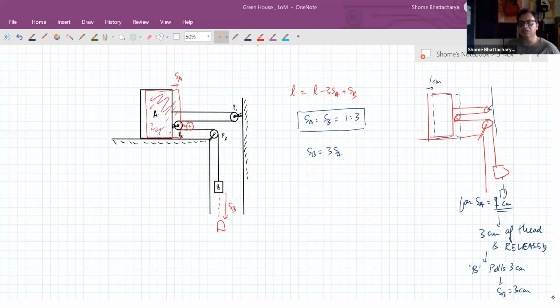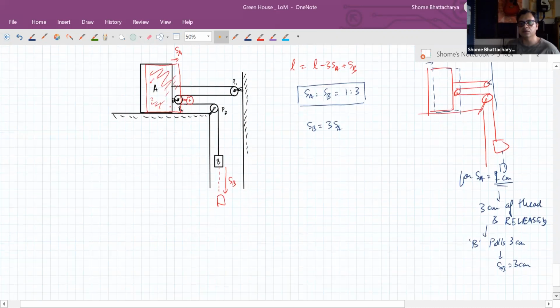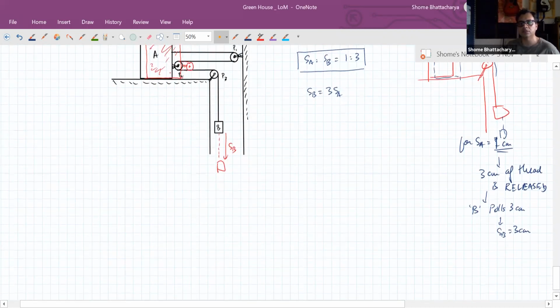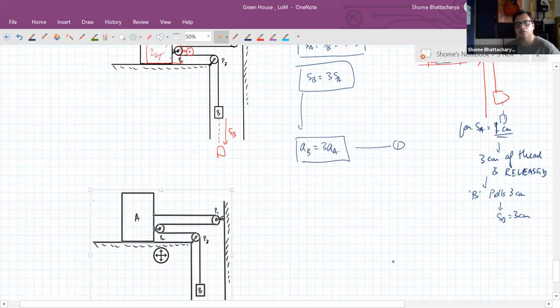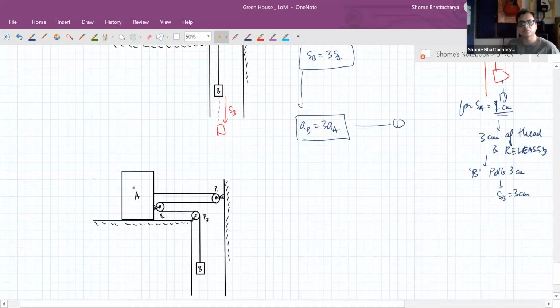Now from this constraint relation, we know this is the constraint for displacement. Differentiate this twice and you'll get the acceleration of B is 3 times the acceleration of A. So this is our first equation for our system, the constraint relation. Then of course the rest is free body diagram. This is moving with horizontal acceleration like this, this is moving with vertical acceleration like this. Now make sure we don't make a mistake in counting the number of tensions acting in each of the free body diagrams.